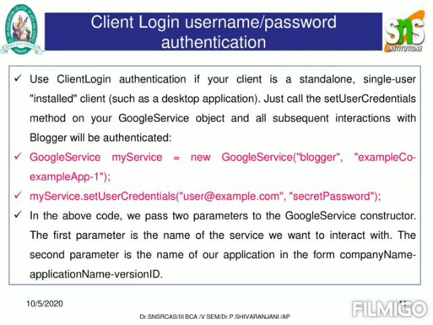So here I'm going to create a blogger, and the name of the blogger is example, co-example API-1. The username for the particular blogger is user@example.com, and the password is secret password. In the above code, we pass two parameters to the Google service constructor. The first is the name of the service we want to interact with, and the second is the name of your application, in the form of your company name or your application name.